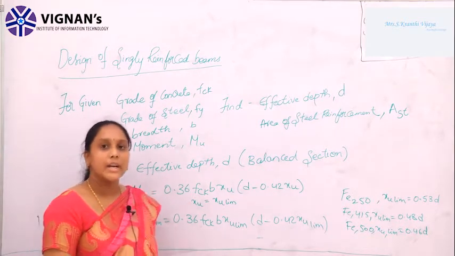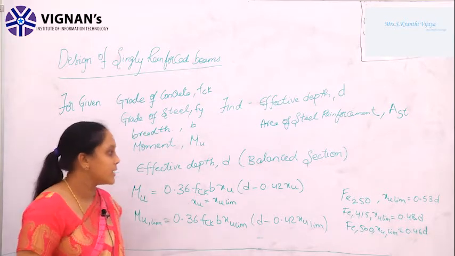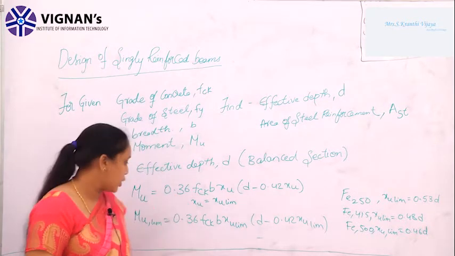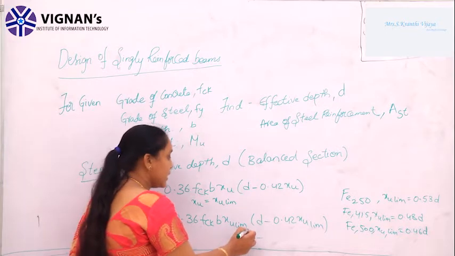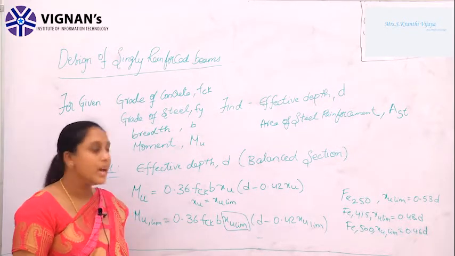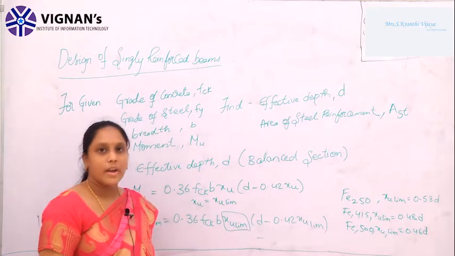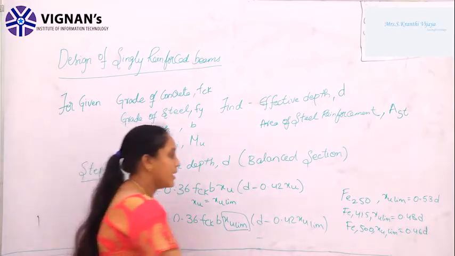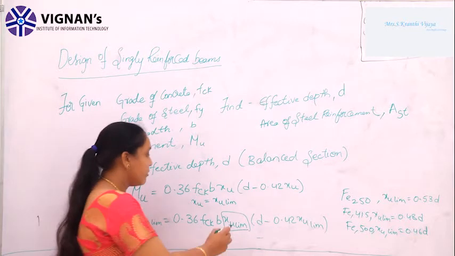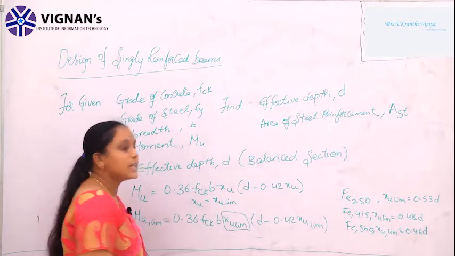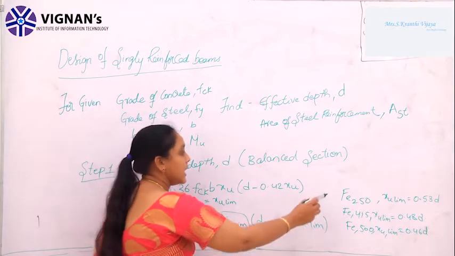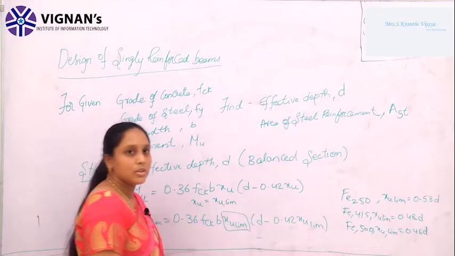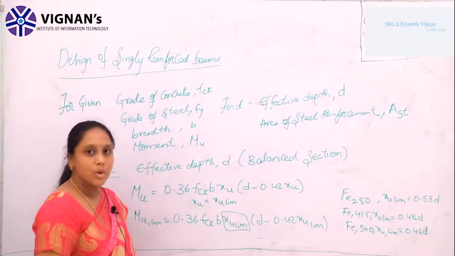Now, based on the grade of the steel given, if the grade of the steel fy is given as 250, what you have to do? You have to substitute the xu limit value as 0.53d in this particular xu limit. In the similar way, if the grade of steel is given as Fe415, then you have to substitute a value of 0.48 here. If the grade of the steel is Fe500, then you have to substitute a value of 0.46 here. If you substitute all the values here, you will get certain values of Mu limit.